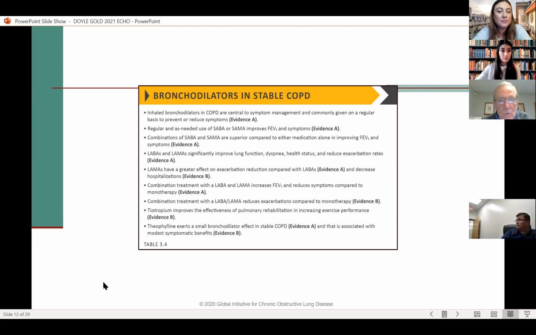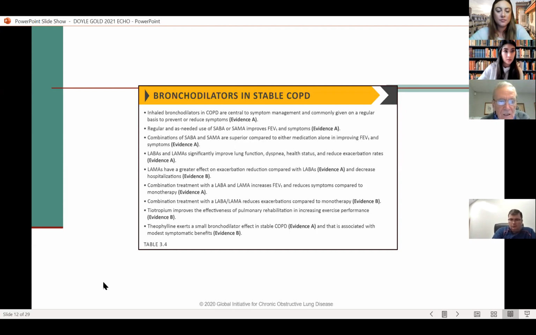But when I look at this, one of the main things I picked out was the fifth bullet down, which says LAMAs have a greater effect on exacerbation reduction compared with LABAs and decrease hospitalization. So LABAs, the bullet before says LABAs and LAMAs both significantly improve lung function, dyspnea, health status, and reduce exacerbation rates.